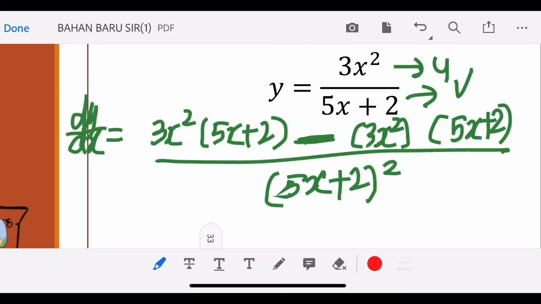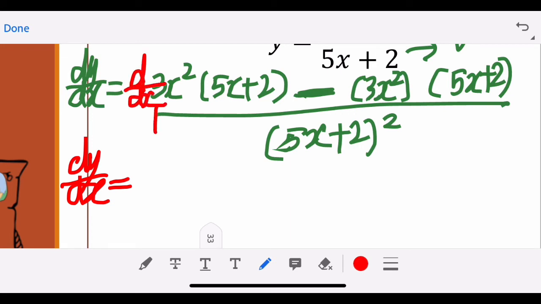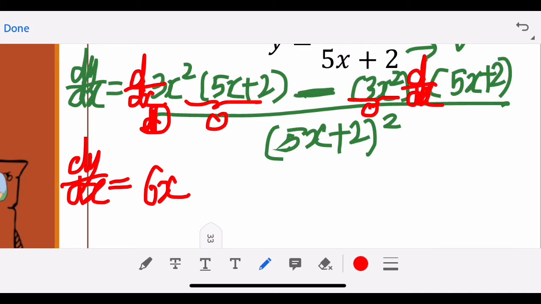All right, so now let's see how to do it. dy dx is equal to, now we need to use DOOD. D is differentiate, right? This one D, this one O, don't do. This one is O, don't do, and then we will differentiate this. 6x: differentiate 3x squared, you get 6x, and this one you copy down.